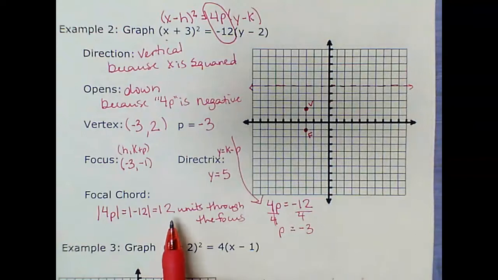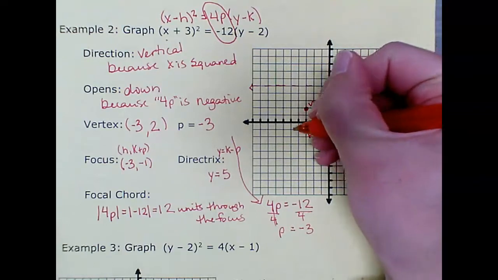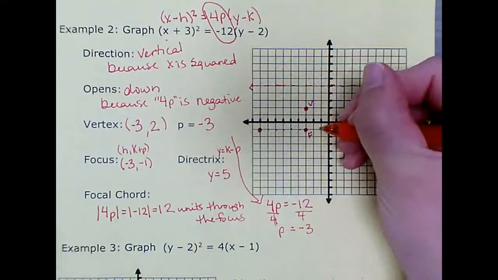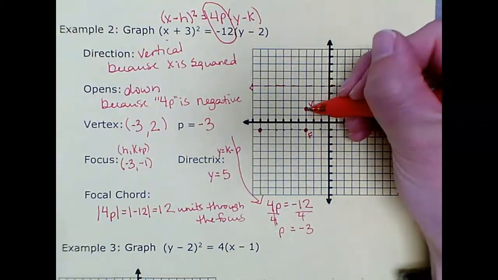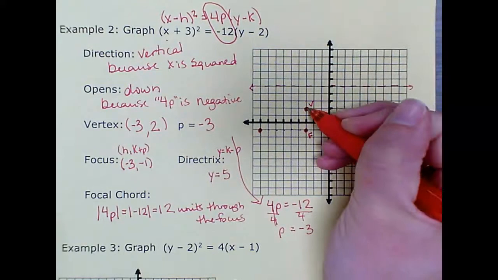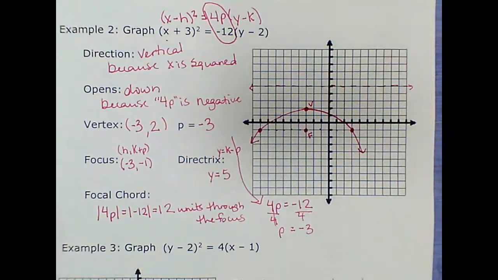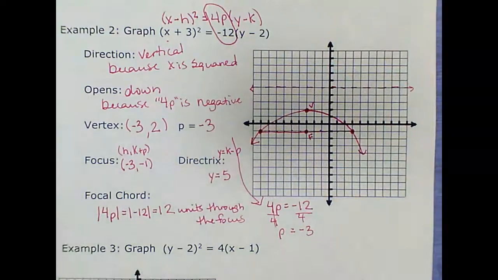My focal chord through the focus is 12 units. So half on the left side, half on the right side. Half of 12 is 6. So 1, 2, 3, 4, 5, 6. And my parabola will go through my vertex and through those endpoints of the focal chord. There we go. And this is the focal chord. All right.